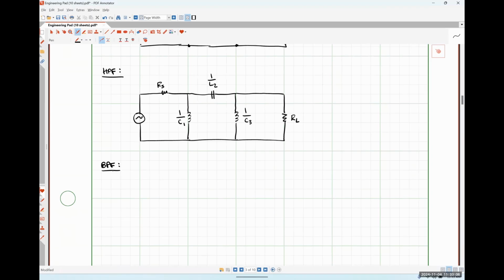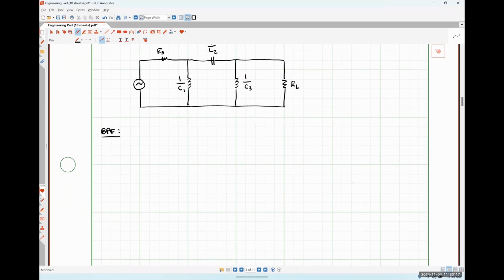So for a bandpass filter, we are effectively going to make the following changes. For our shunt branches or our vertical branches, we are just going to add an element in parallel. And for our horizontal branches, we're going to add an element in series. Okay.